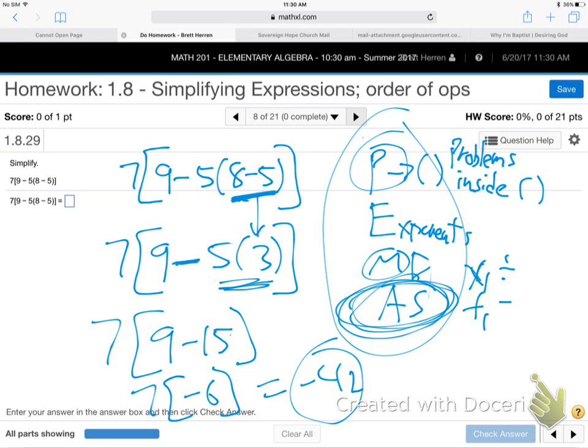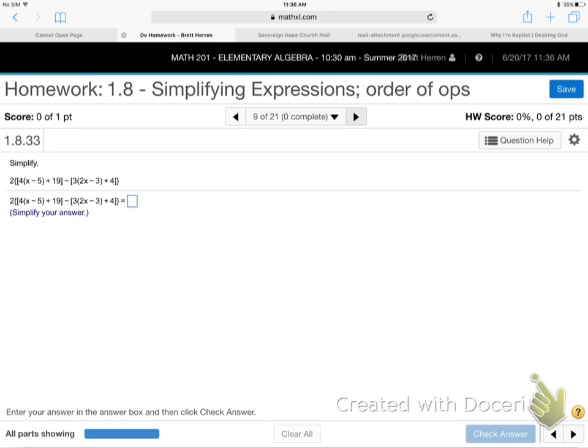Good on that one. Does that make sense? Adding, subtracting's last. Okay. Really ease us in. Just all of a sudden. Boom. Big problem.